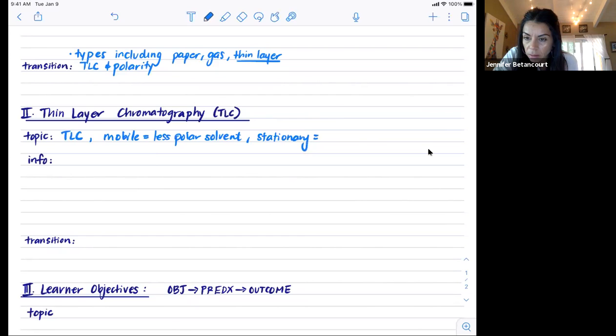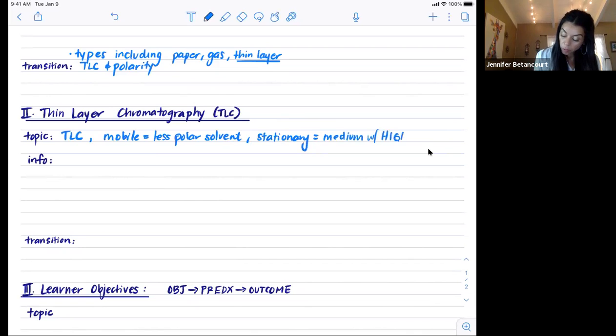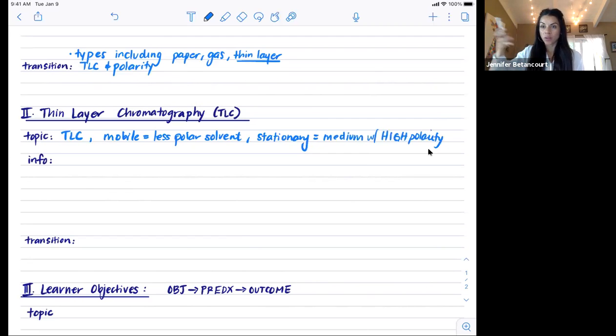Okay. Oh, a medium coat. Okay, medium with high polarity. For example, silica coated aluminum foil. Perfect. And now what you're doing is you're setting yourself up so that the reader knows essentially this is the one that we are going to be using.